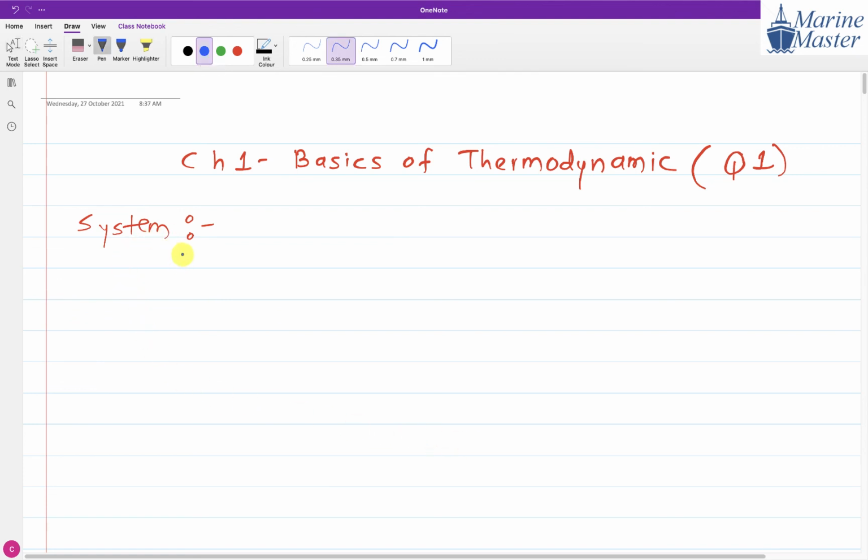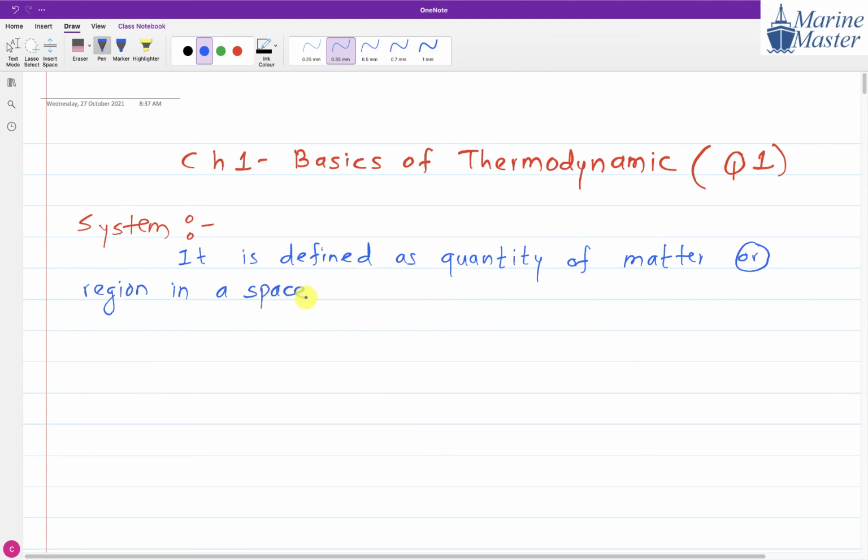System is defined as a quantity of matter or a region in a space selected for a study. I will explain the meaning of the words quantity of matter and region in a space.